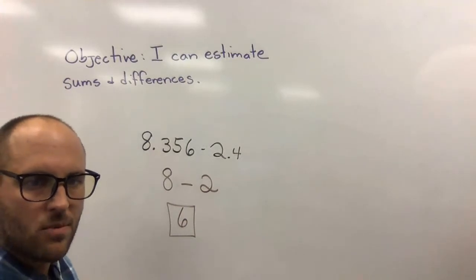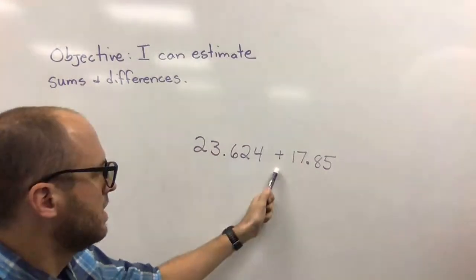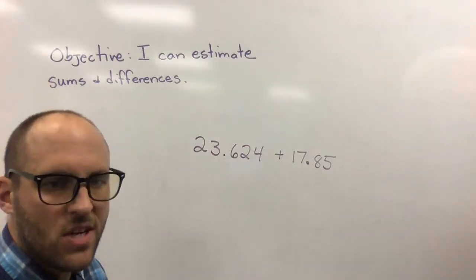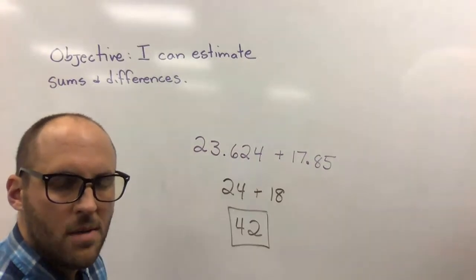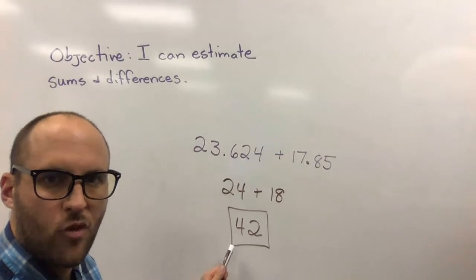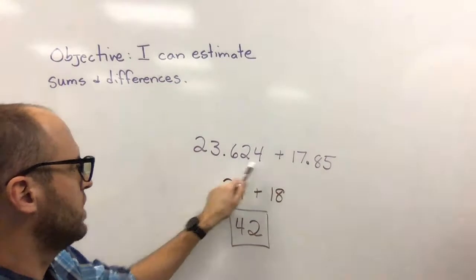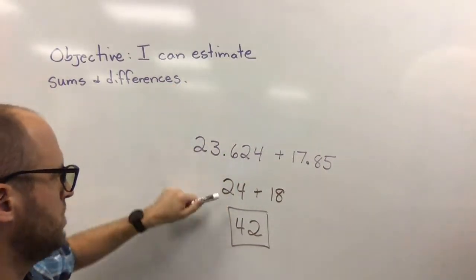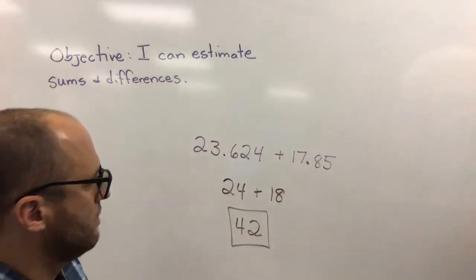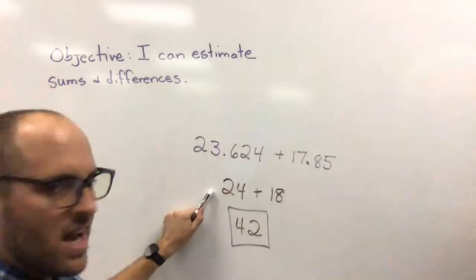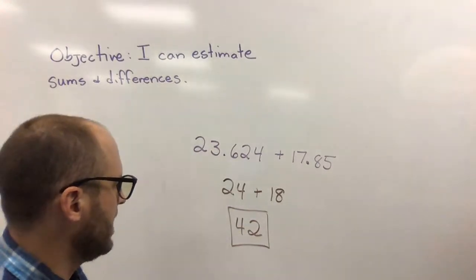Let's try another problem. We have 23 and 624 thousandths, adding 17 and 8/10. Take a second and see if you can solve that problem on your own. Mathematicians, if you had the answer of 42, you would be correct. Because 23 and 624 thousandths, this 6 tells us to round up, which makes us 24. 17 and 8/10, this 8 also tells us to round up, which is 18. And then we add our estimates because it's an adding. 24 plus 18 is 42.